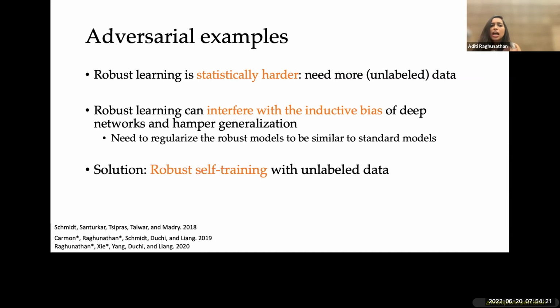And so for both of these, we have a solution that provides partial gains, which is robust self-training, where you use a lot of unlabeled data to help with the statistical issue, and you regularize it in a particular way to deal with the standard error. Yes. Could you explain it further, how robust learning?